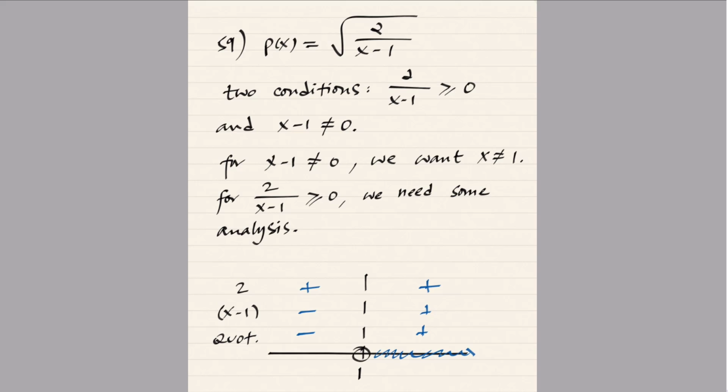And if you take the intersection of the conditions, in other words, x not being 1 and x being greater than 1, it's clear that the intersection is going to be x is greater than 1. And so that's the domain of this function. So this function is defined when x is strictly greater than 1. And that would be the domain for p of x.